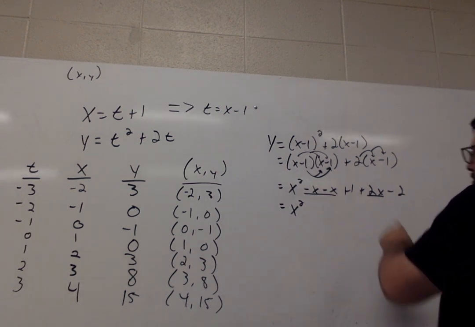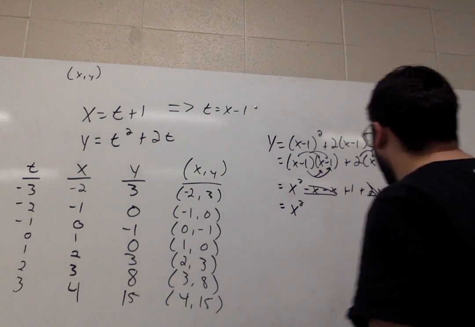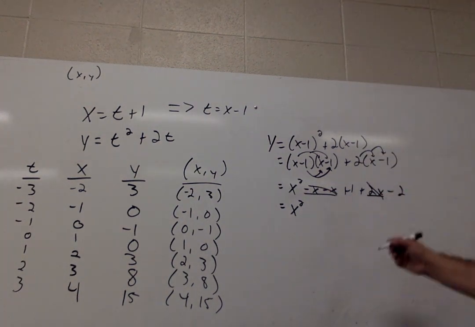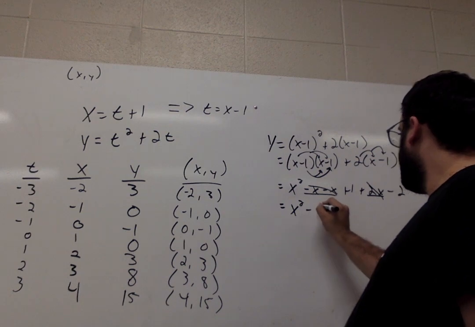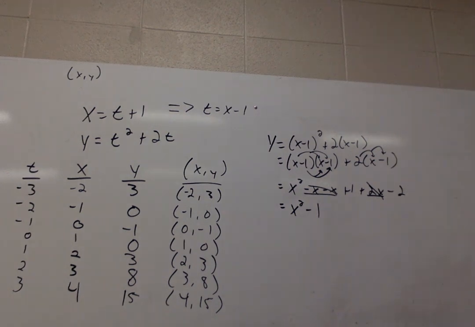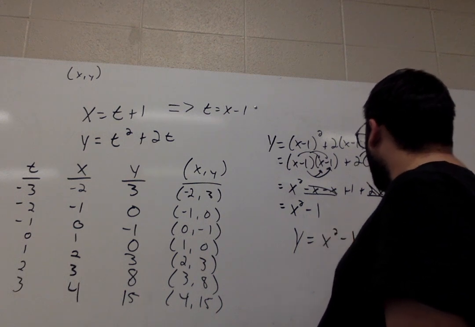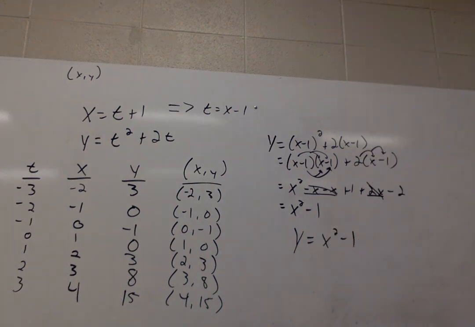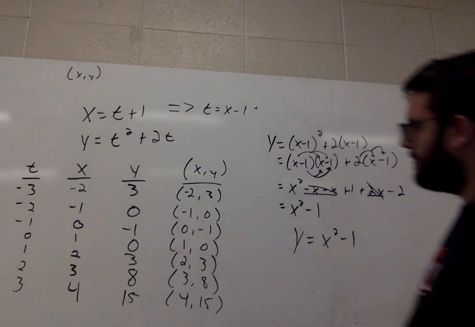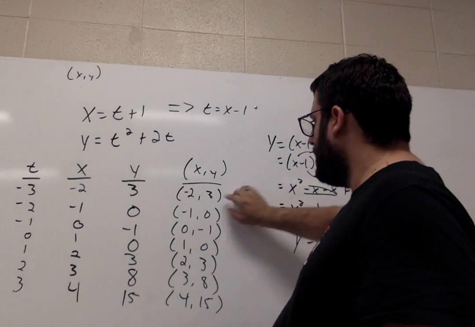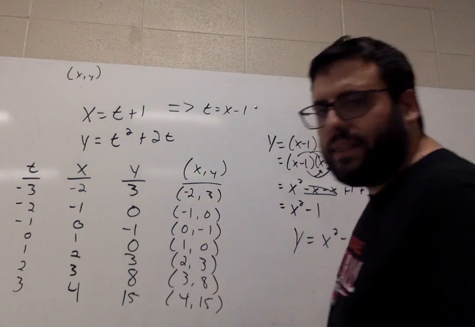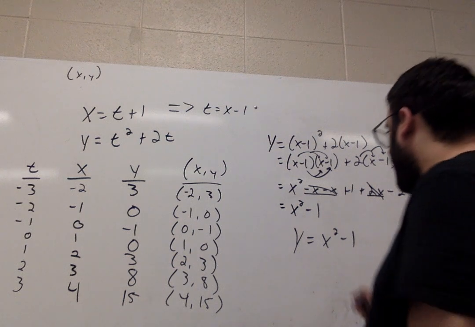Negative 2x plus 2x is 0, so those actually cancel each other out. And then I'm just left with 1 minus 2, which is negative 1. So y as a function of x is x squared minus 1. But is it really? If I take these ordered pairs and plug in their x values, do I get the y values? Well, let's find out.